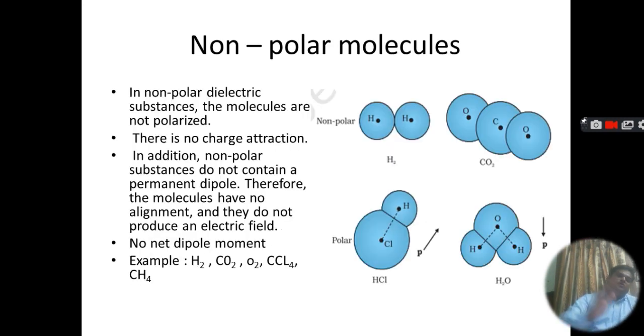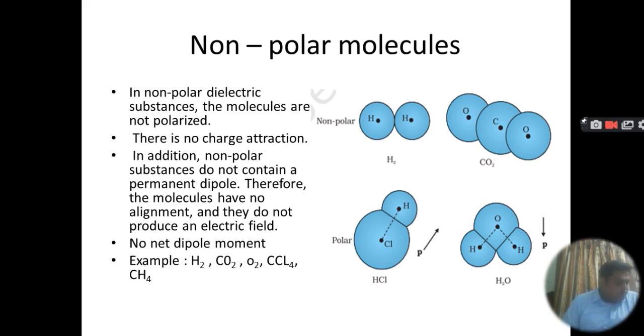Now, what are non-polar molecules? Examples are hydrogen, carbon dioxide, and oxygen. In a non-polar dielectric substance, the molecules are not polarized, so there is no charge attraction. Non-polar molecules do not contain a permanent dipole. Their dipole moment is equal to zero, they have no alignment, and they do not produce an electric field. The net dipole moment is zero, so definitely the electric field will be zero.